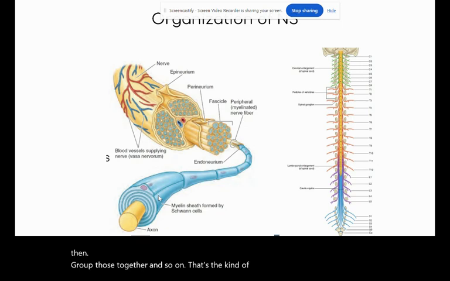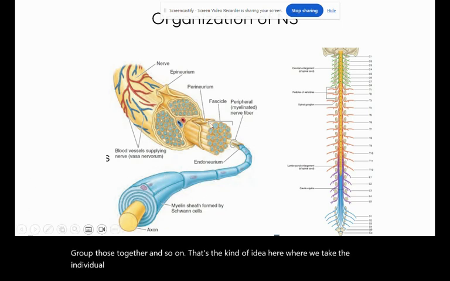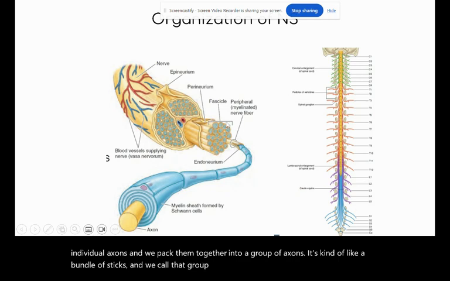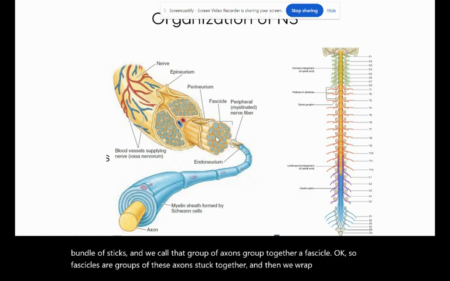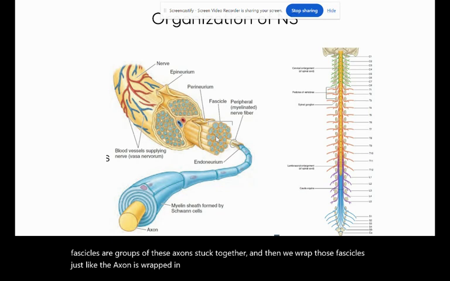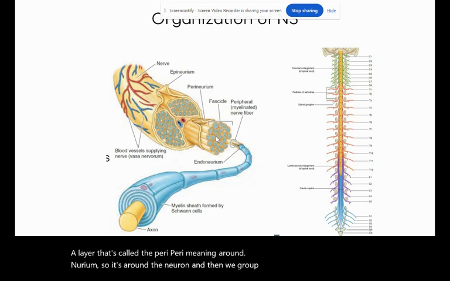That's the kind of idea here, where we take the individual axons and we pack them together into a group of axons. It's kind of like a bundle of sticks, and we call that group of axons grouped together a fascicle. Okay, so fascicles are groups of these axons stuck together. And then we wrap those fascicles, just like the axon is wrapped in a Schwann cell, in a layer that's called the perineurium, peri meaning around. So it's around the neuron.